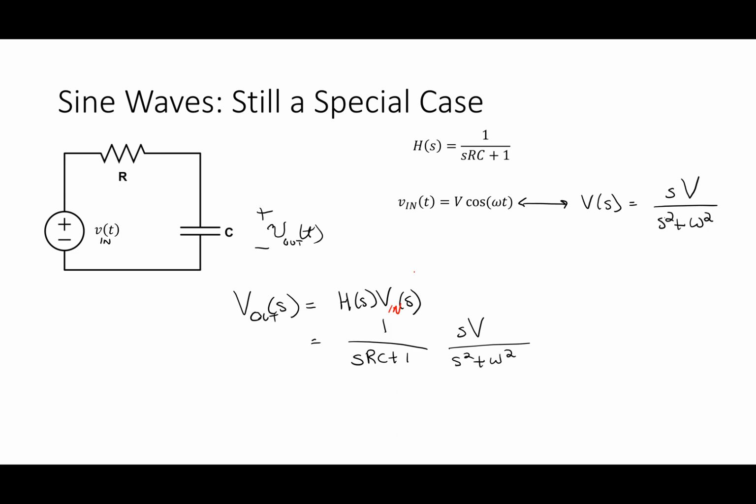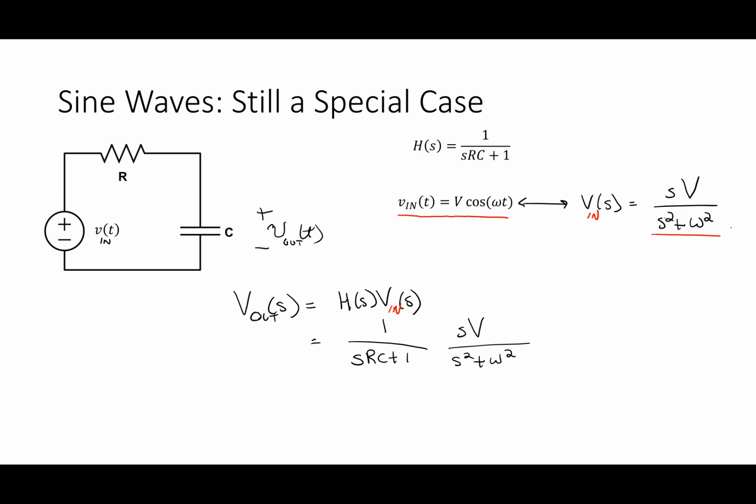All right, what I did was I wrote here, if my V in is this function, it's a cosine. This is the Laplace transform of cosine. You probably saw that in differential equations. I don't necessarily expect that you remember it, but that's what its Laplace transform is.